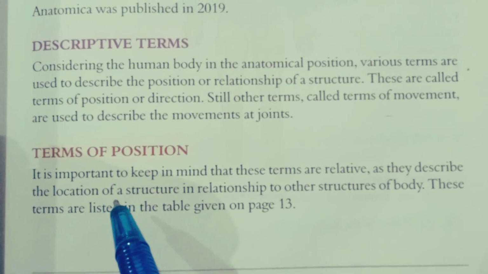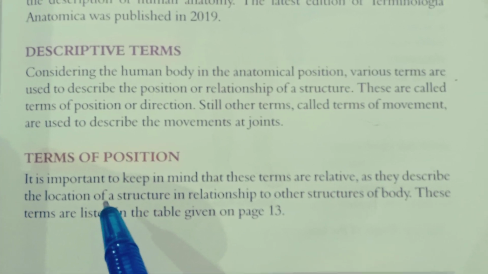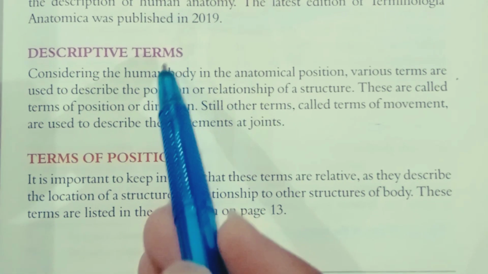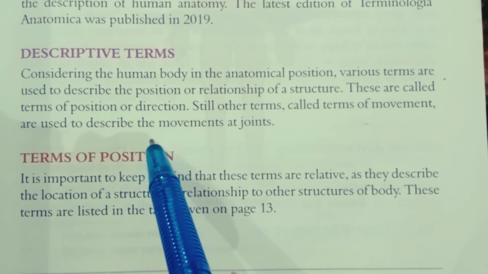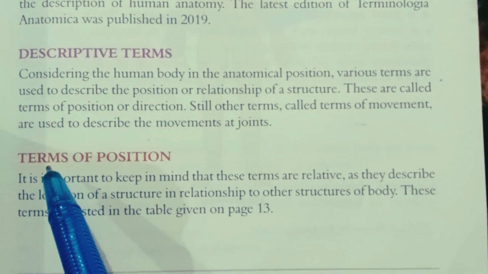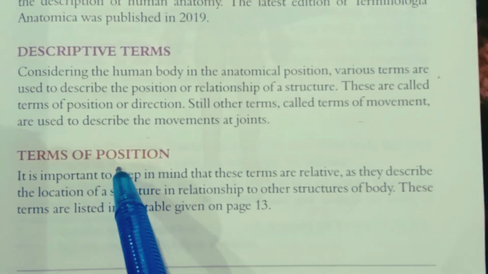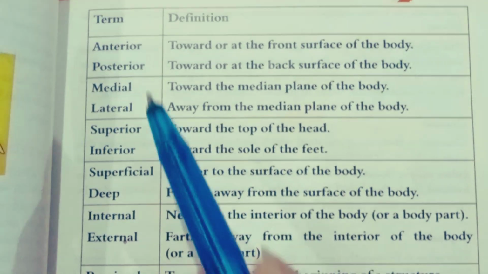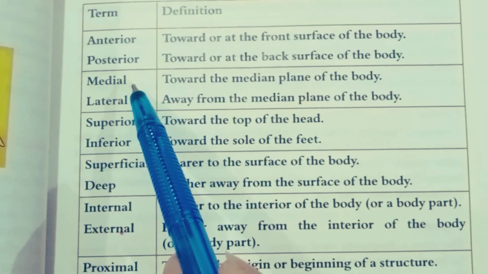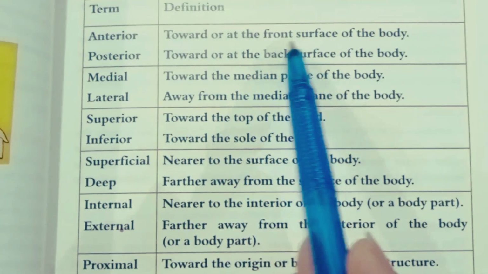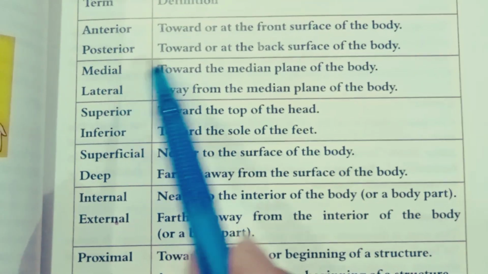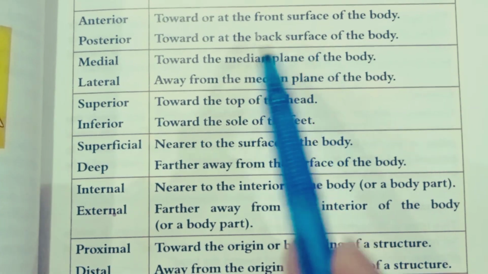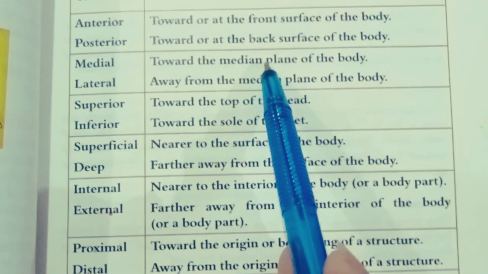As we know, body parts are various and there are descriptive terms used for these relationships among the body parts. So there are many terms of position and terms of movement. Terms of position includes these all terms: anterior, posterior. Anterior is toward or at the front surface of the body, posterior toward or at the back surface of the body, medial toward the median plane of the body.